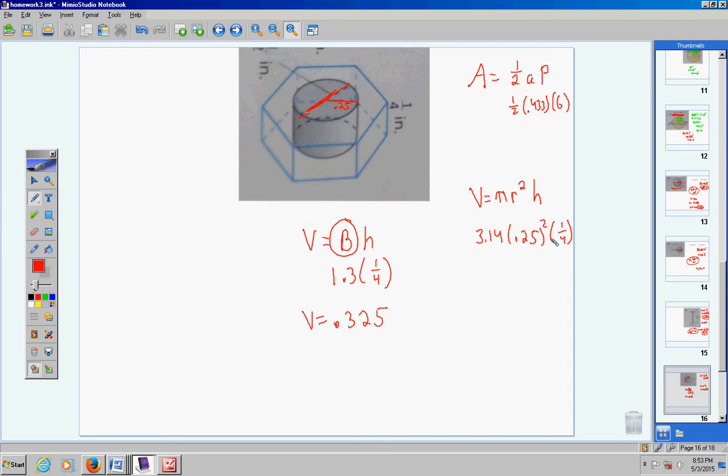I'm getting, this is weird, but 0.049. So 0.325 is the volume of the whole hexagonal right prism, and 0.049 is the volume of the cylinder. We're going to subtract those two, and I'm getting 0.27. Now hopefully I've not made a mistake on that, but 0.27, alright?